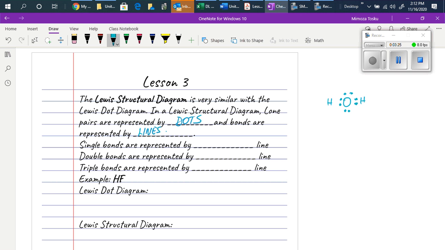However, when we are talking about the structural diagram, the dots are represented by lines. Single bonds are represented by 1 line, double bonds are represented by 2 lines, and triple bonds are represented by 3 lines.